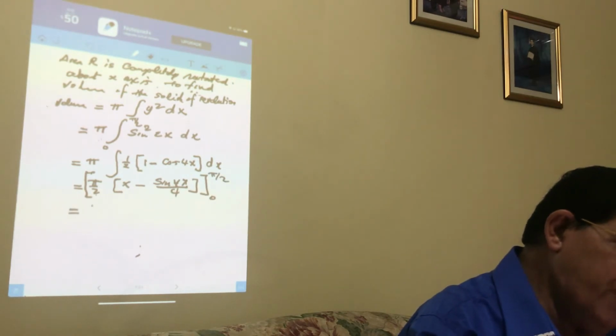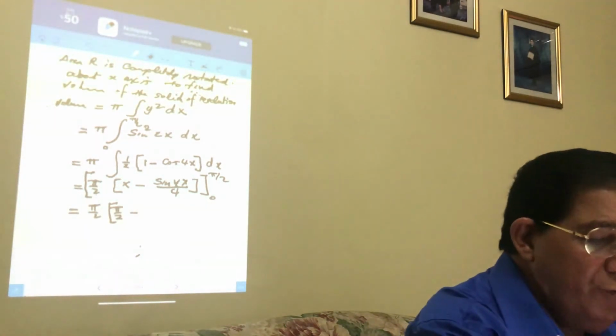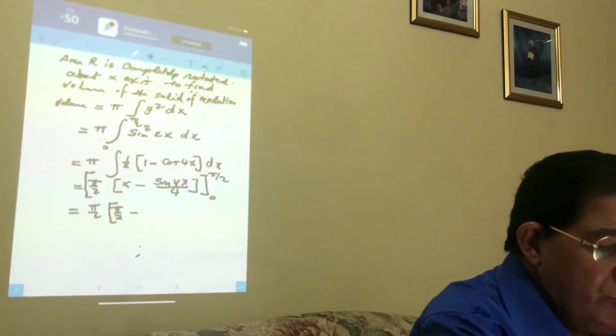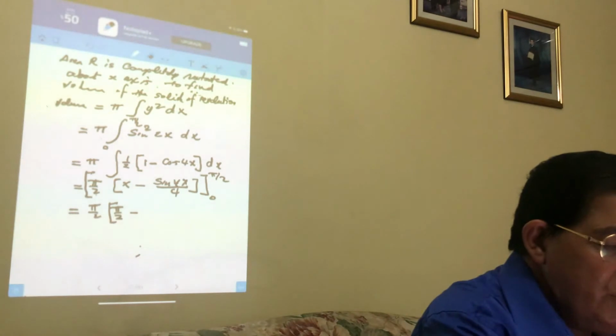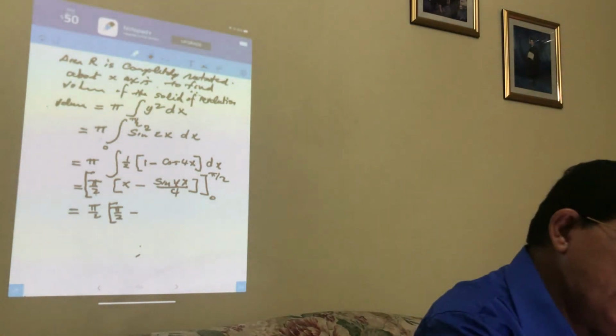This equals pi over 2 into pi over 2 minus the sine of 4 times pi over 2. 4 with 2 is 2 pi. Sine 2 pi, sine 360, is 0.